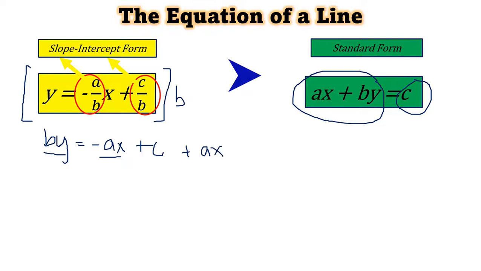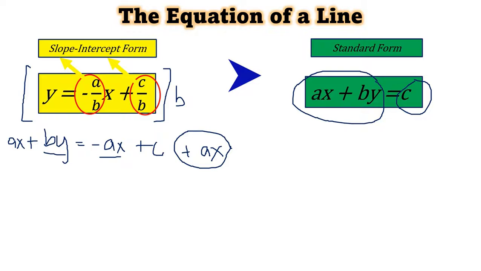Why do we add the additive inverse? So that we eliminate the variable x on the right side of the equation. And since this is an equation, whatever we added to the right side of the equation must also be added to the left side of the equation.